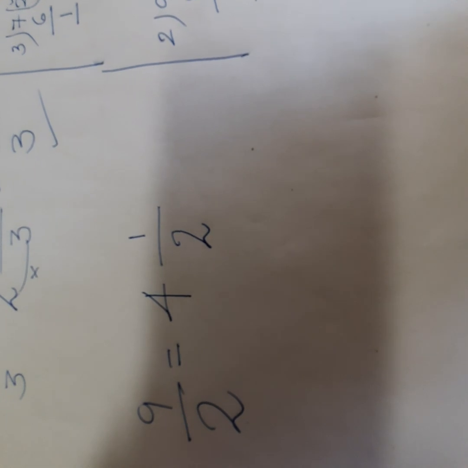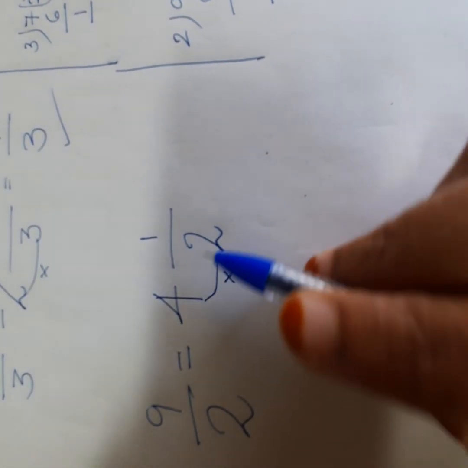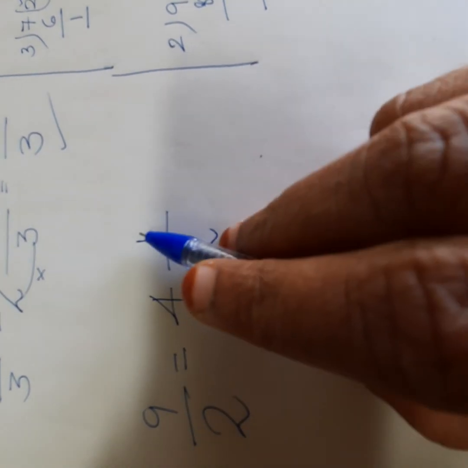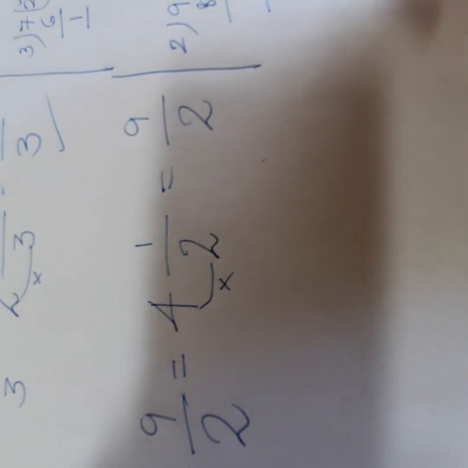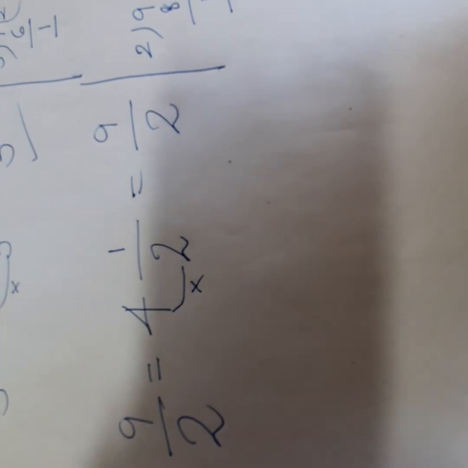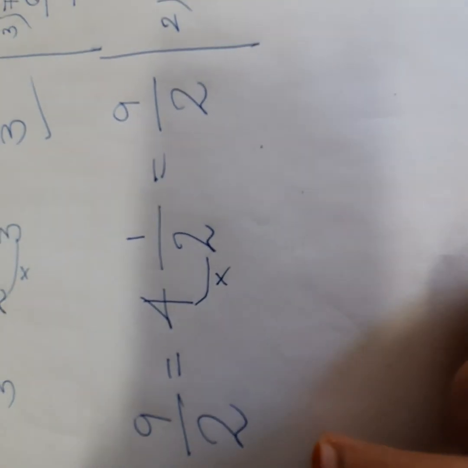Now I want to check whether what I have done is right or wrong. So what should I do? I should multiply these two. 4 twos are 8. 8 plus 1, 9. So I can say 9 by 2. This I can also check by using what? By using a diagram. See here.